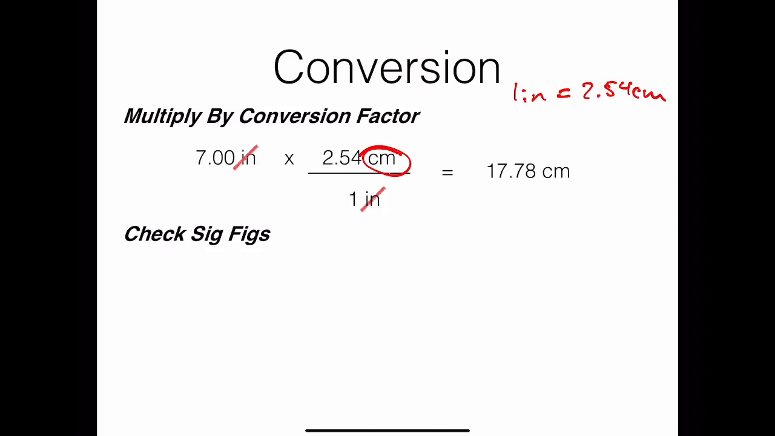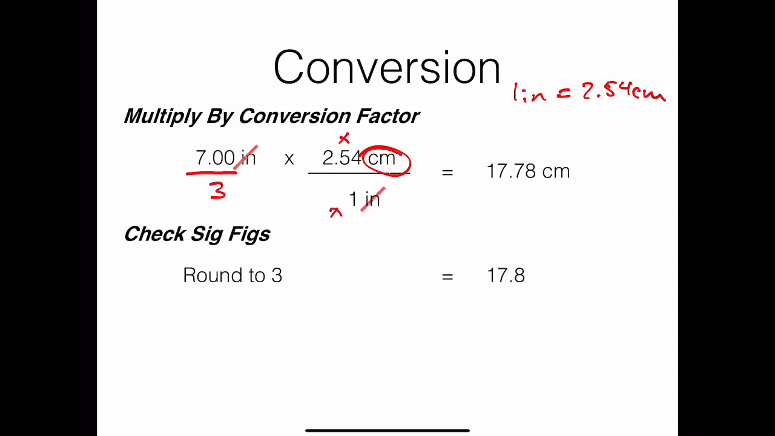We want to check sig figs. So if I'm checking sig figs, I want to round to 3. Remember, the number of sig figs in my conversion factor don't matter. So I don't care what those are. I'm not even going to look at them. What I do care about is the number that I started with. The number that I started with has 3 sig figs. So that's what I'm going to use to determine the number of sig figs in my answer.